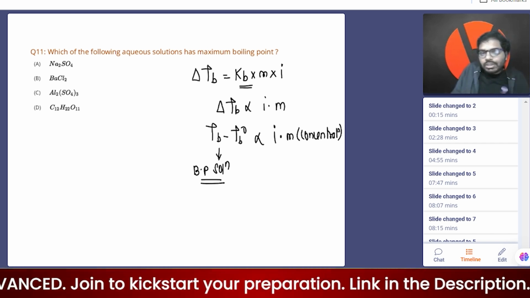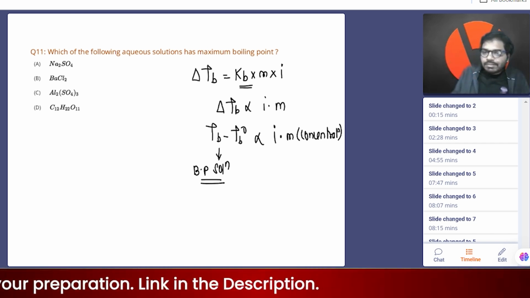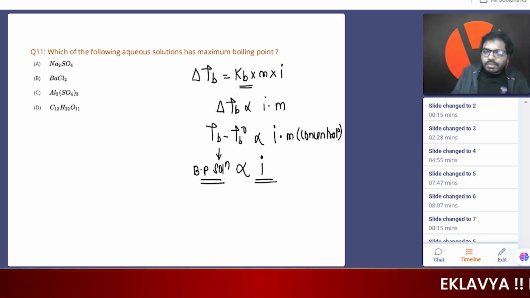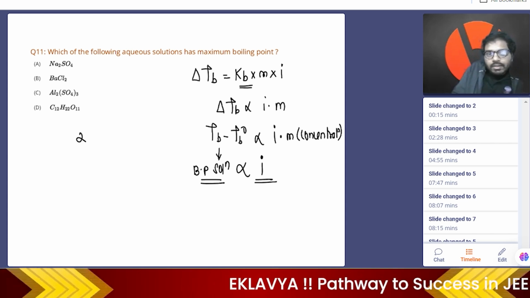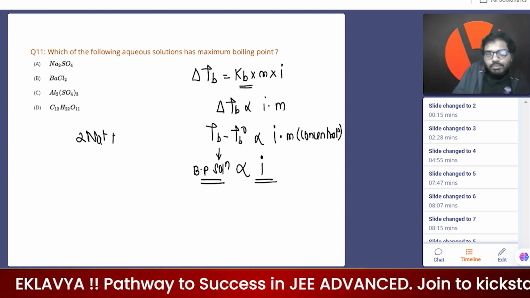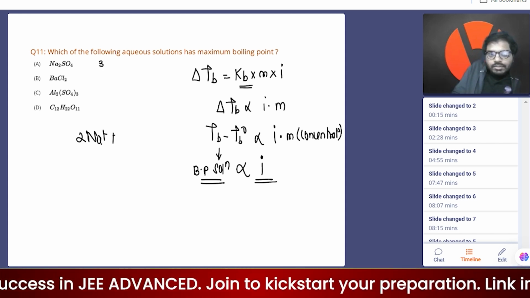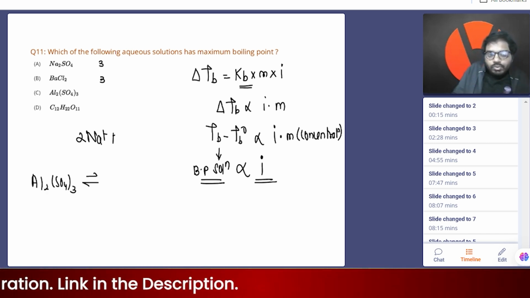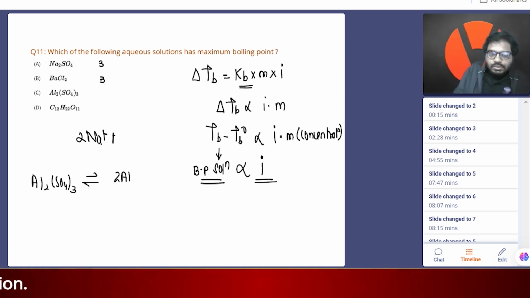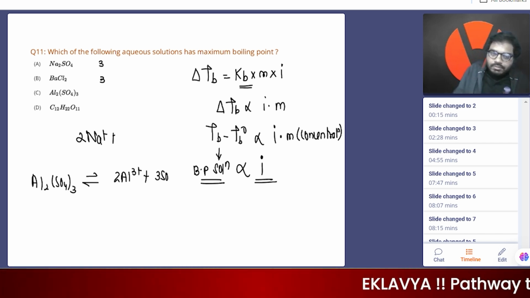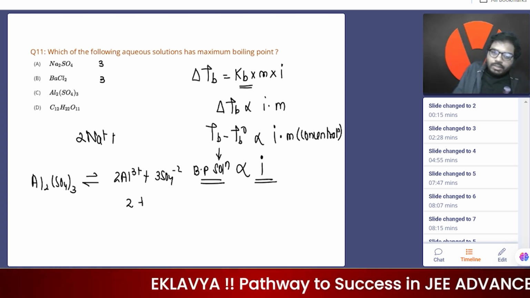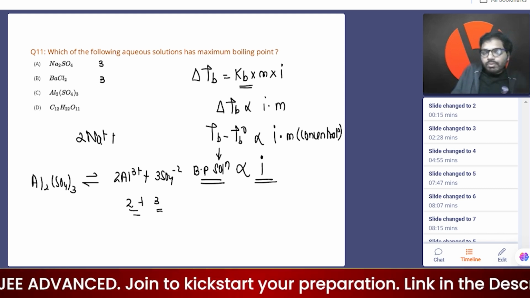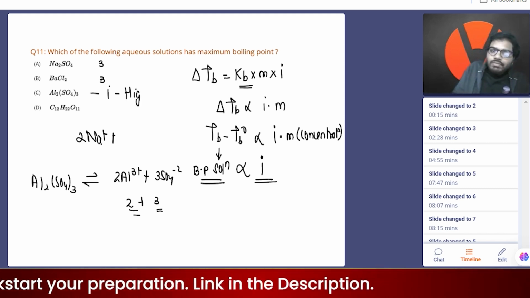There is no discussion about the concentration, so we can consider the concentration the same. So the boiling point of the solution is simply directly proportional to the Van't Hoff factor. So what will be the Van't Hoff factor here? For this it will become just 2 Na positive plus SO4, so I can say 3 here, and again here it will be 3. Here Al2(SO4)3, an electrolyte, dissociates to give 2Al3+ plus 3SO4 2-. So 2 plus 3, total 5 ions are there. So the value of i is the highest here.